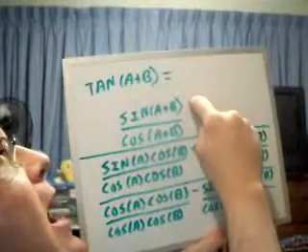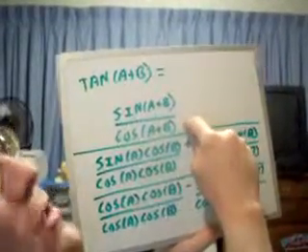Okay, now, here we go. What is the formula for tangent? Well, when you have a right angle triangle, it is the side opposite over the side adjacent. Now, if you'll remember, the side opposite is usually the sine of an angle, and the side adjacent is usually the cosine of an angle. Okay? Therefore, the tangent of A plus B is actually equal to the sine of A plus B divided by the cosine of A plus B.